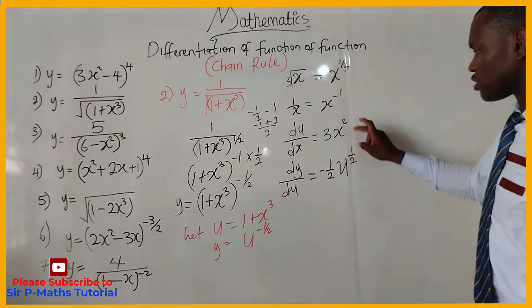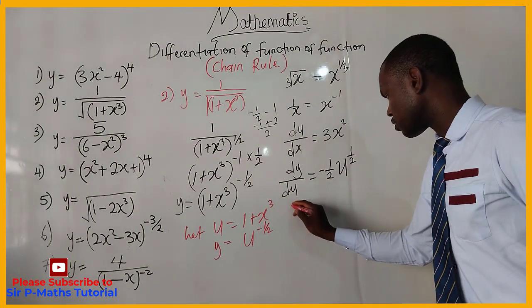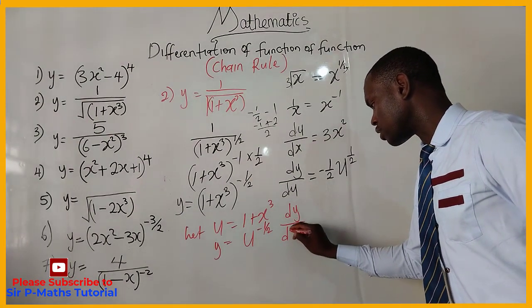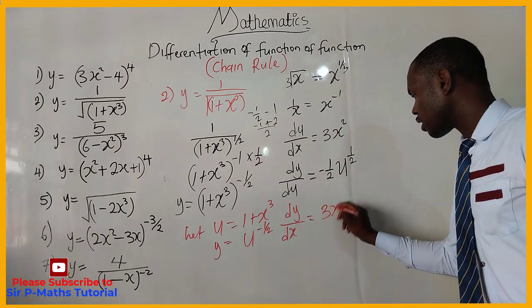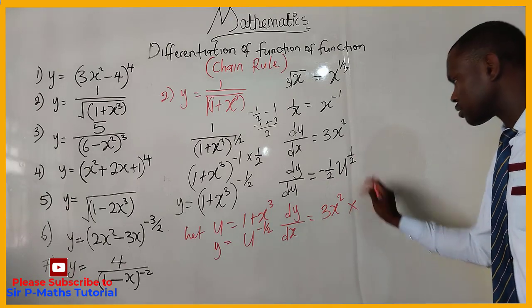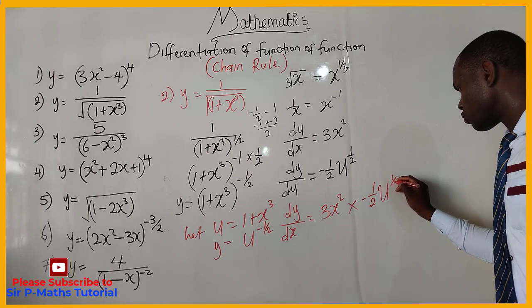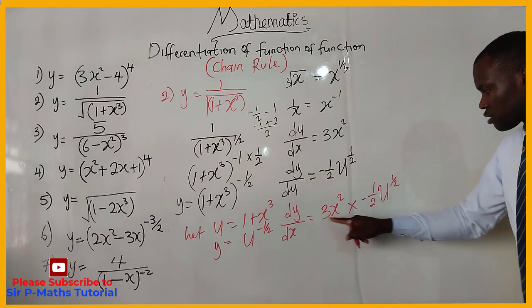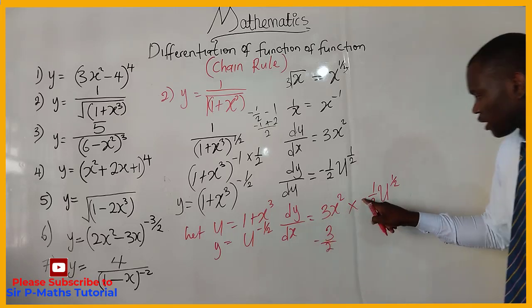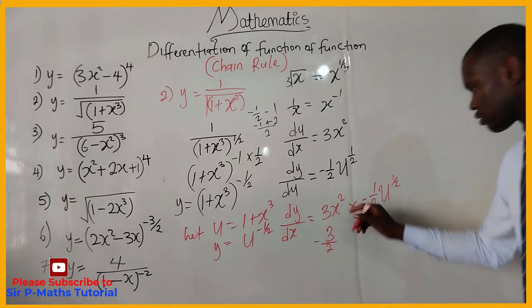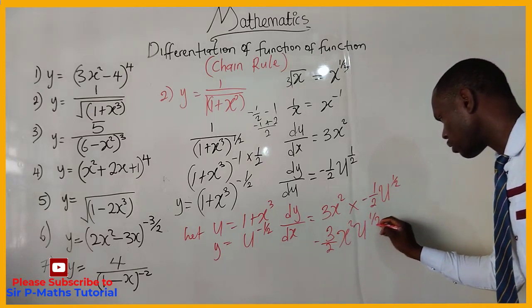Having achieved the differentiation of the two functions, multiply the both of them. So I will say that dy over dx will become this 3x squared times the second one, minus 1 over 2 u raised to the power 1 over 2. If I multiply it, 3 times half gives me 3 over 2. Because I have a negative, then x squared u raised to the power 1 over 2.